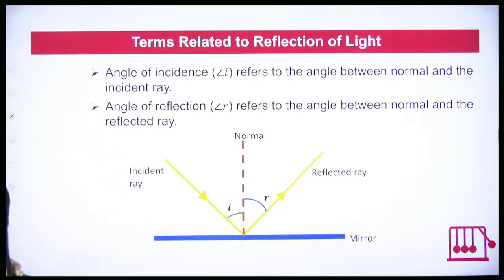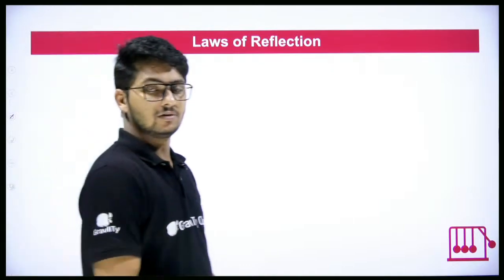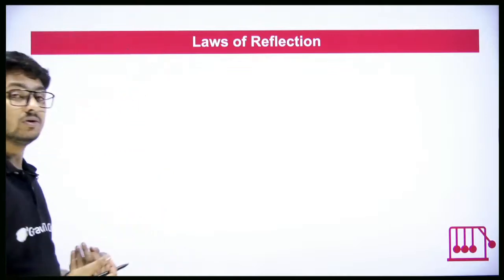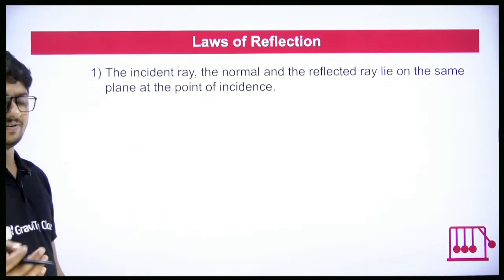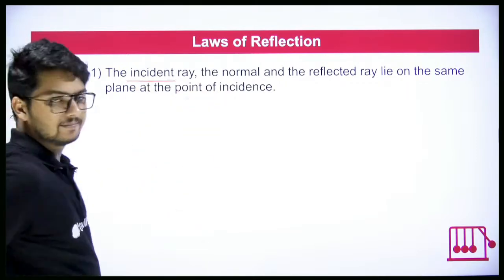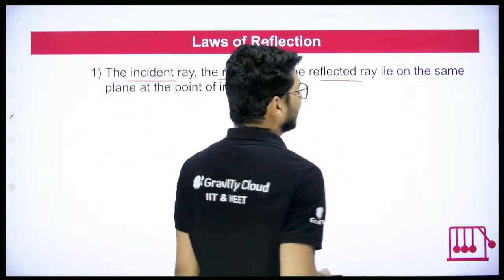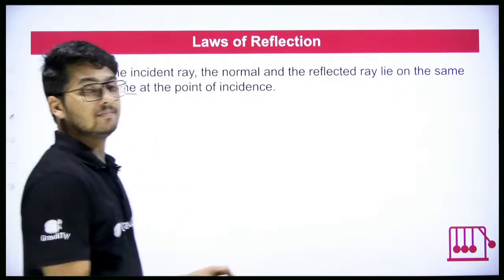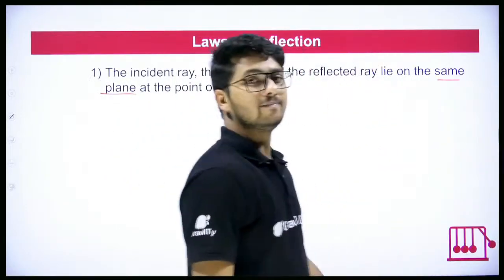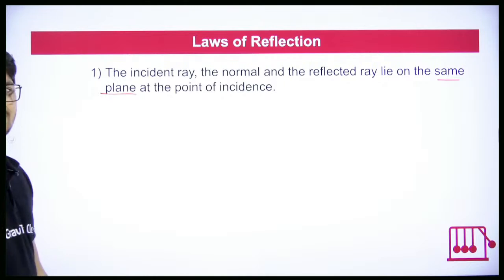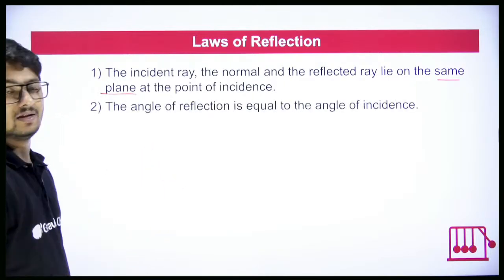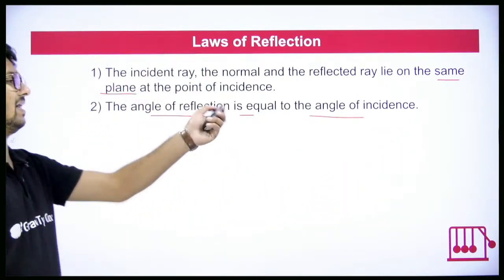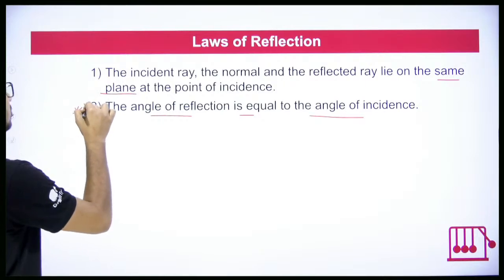Okay, good. Now we'll go into the laws of reflection. Laws will mean rules, the rules of reflection. What rules does reflection follow? The first rule: the incident ray, the normal and the reflected ray lie on the same plane. The most important term: same plane, at the point of incidence. I'll explain that. Just wait for some time. And the second one is angle of reflection is equal to angle of incidence. This is a pretty easy one.